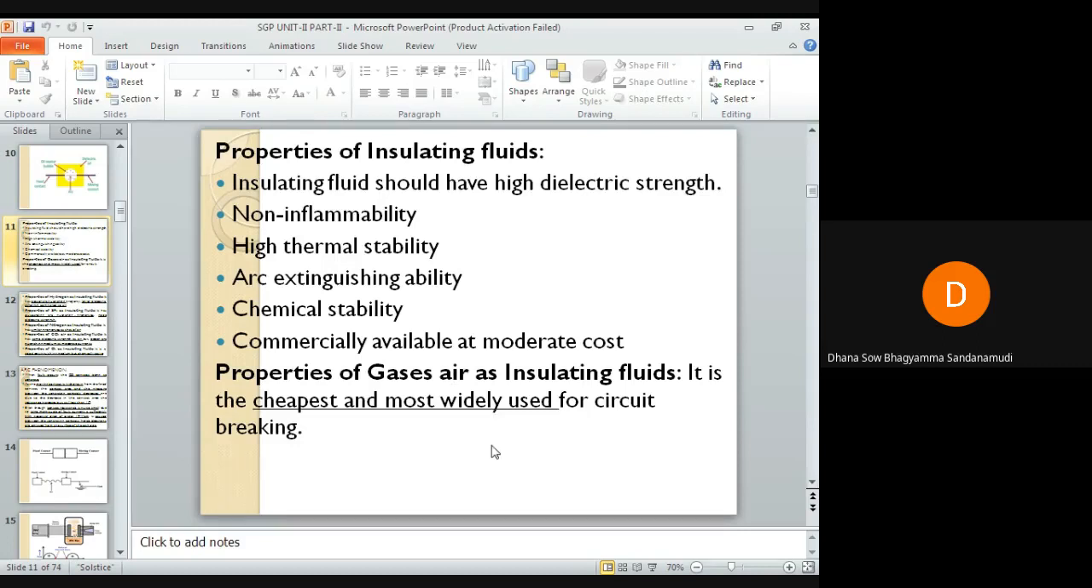Let us see the properties of these insulating fluids. An insulating fluid should have high dielectric strength. It should be non-inflammable.